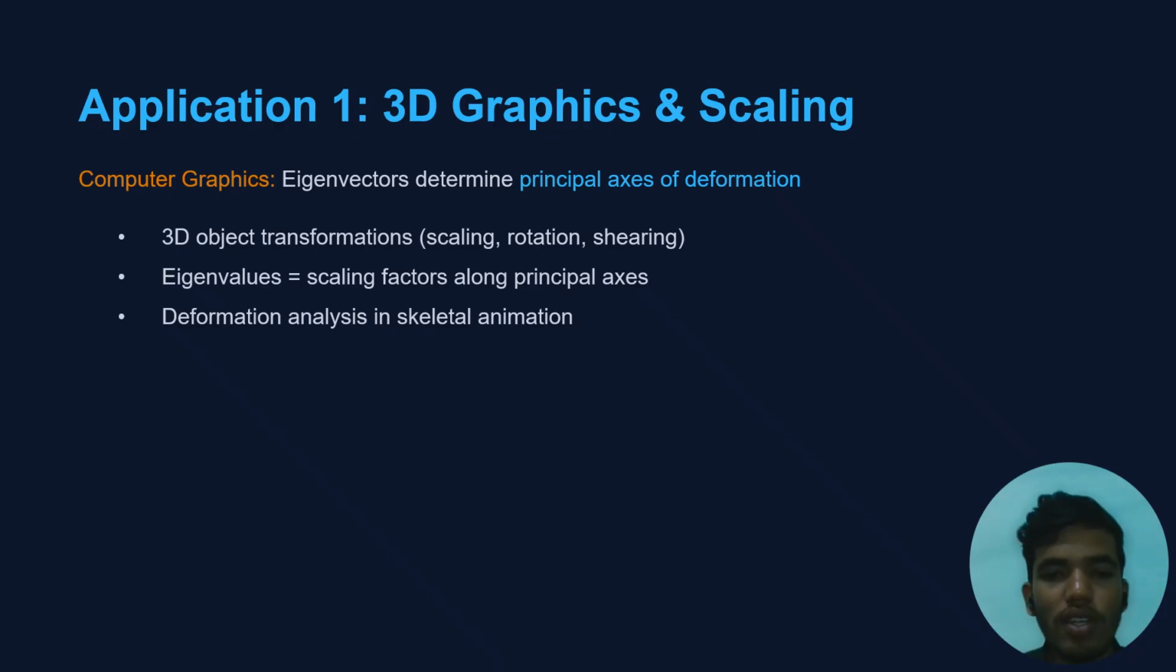As we discussed, eigenvalues tell how the eigenvector has changed, as it has rotated, stretched, or compressed, but the special factor in an eigenvector is that it doesn't change its direction even after transformation. Hence we use eigenvectors. Eigenvalues are scaling factors along principal axes. Deformation analysis in skeletal animation: that means we can deform the equation we have, and we can perform any scaling graphic.